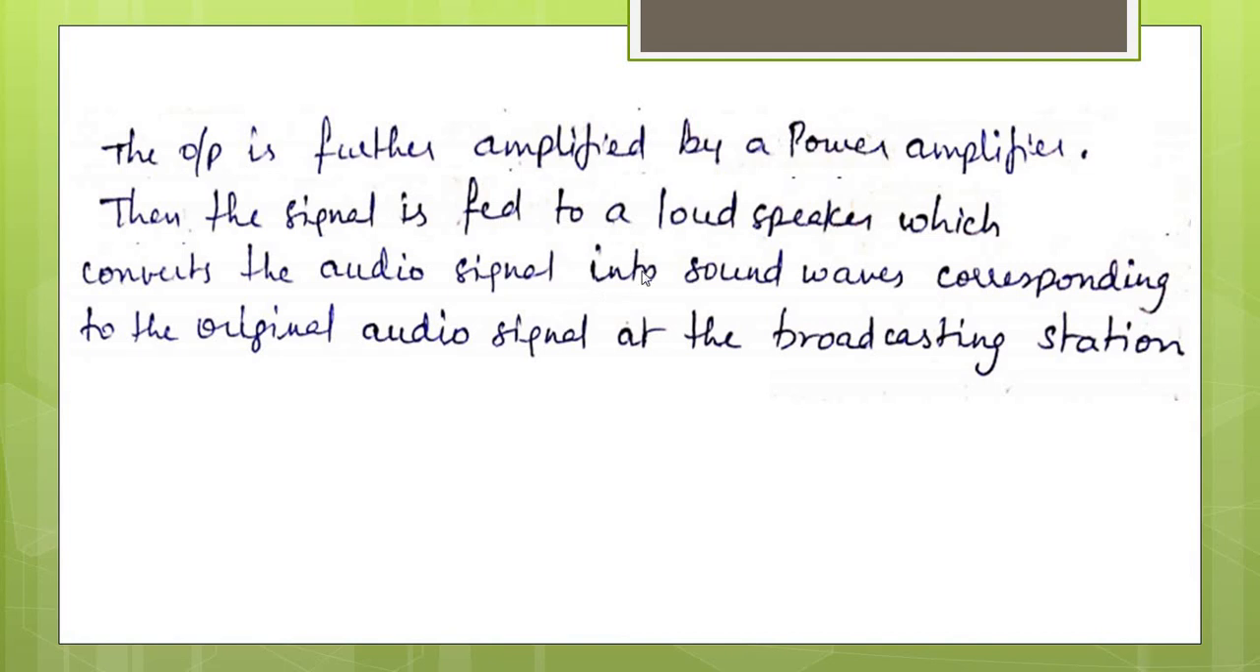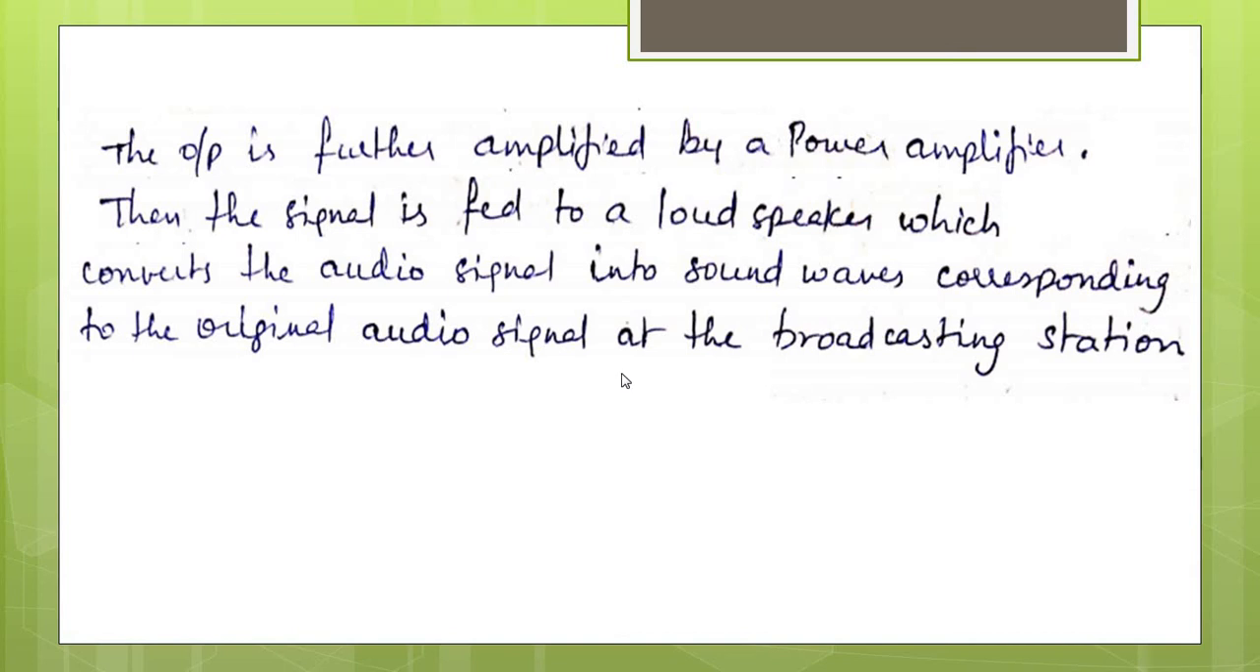We have the final block as a loudspeaker. The output of the power amplifier is fed to a loudspeaker. The loudspeaker is an output transducer which converts the signal in electrical form. The incoming signal, that is the output of the power amplifier, is an audio signal which is in electrical form. The loudspeaker, which is an output transducer, converts the electrical form of this message signal into an audio signal or sound wave signal, which is the desired signal at the broadcasting station.